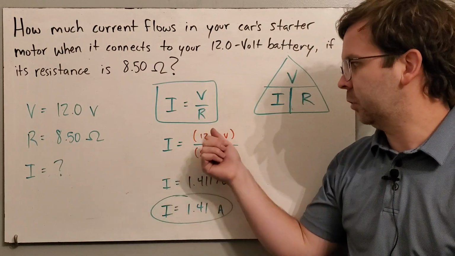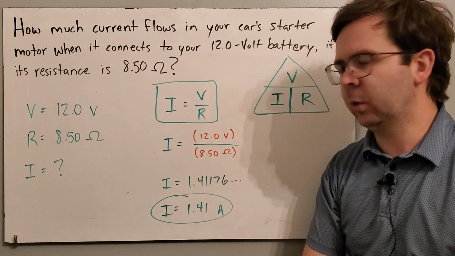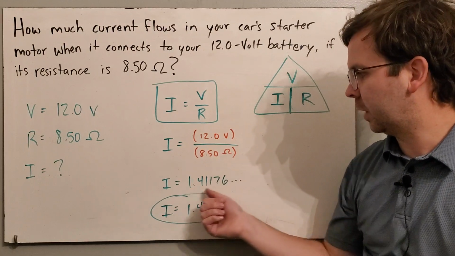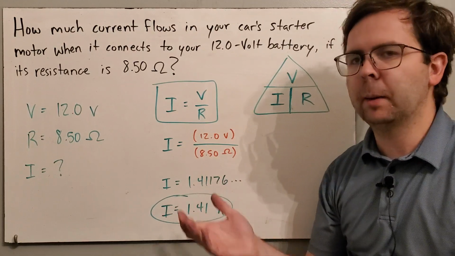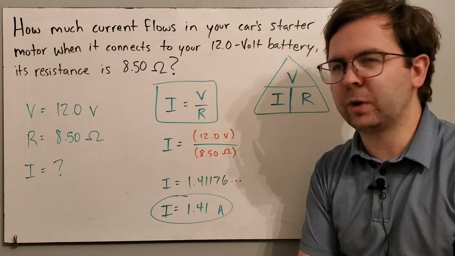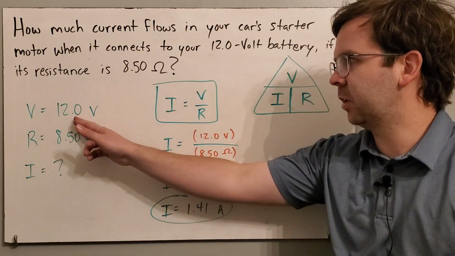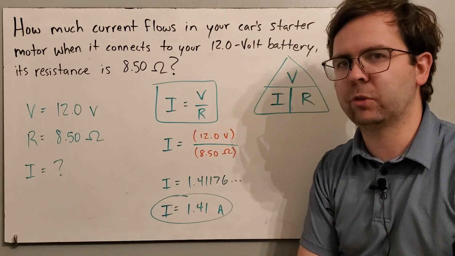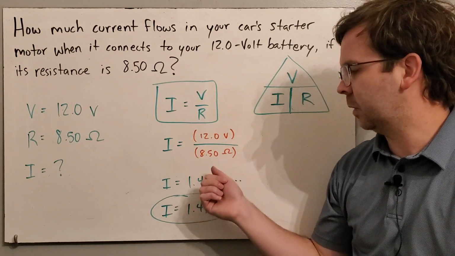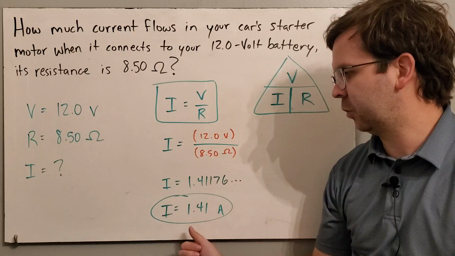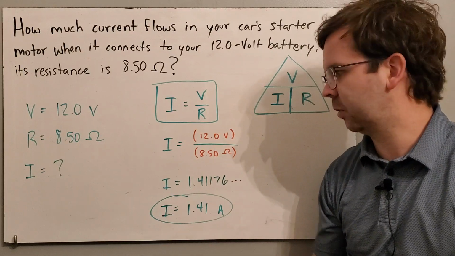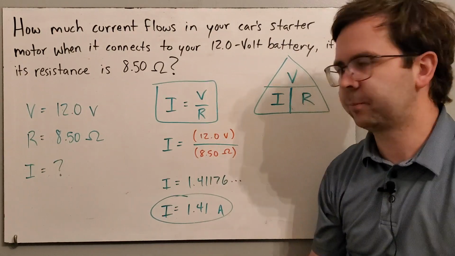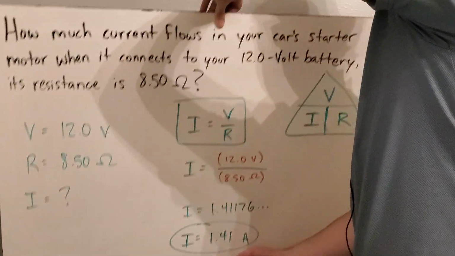The current is 12 volts divided by 8.5 ohms, and so when I put that into a calculator, I get this long number here. I'm using rules of significant figures, and so I have 3 significant figures for both my voltage and resistance. So I'm dividing them together. That means my final answer should also have 3 significant digits. So 1.41 amps. All right, let's look at another example.